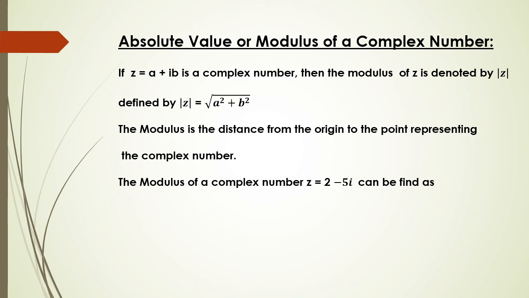The modulus of a complex number z is equal to 2 minus 5 iota can be written as z absolute. This is equal to square root of 2 square plus minus 5 square. This way we get the desired result, that is z absolute or z modulus is equal to square root of 29.